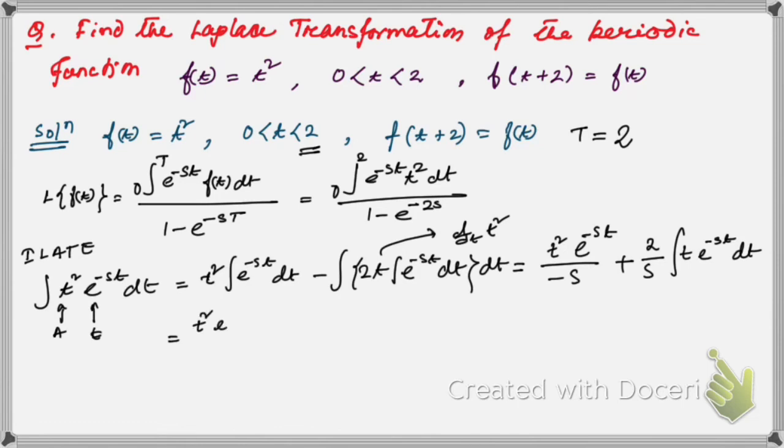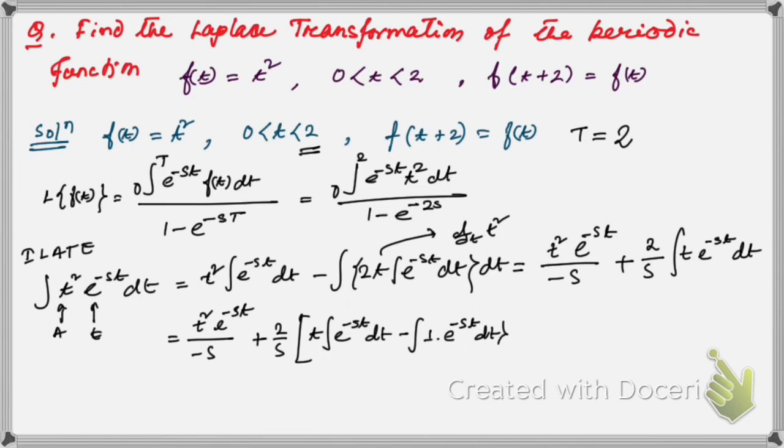So now t square into e to the power minus st by minus s plus 2 by s integration. Then again here you should take t as the first function, then the integration of e to the power minus st is considered the second function dt, minus again the derivative of t is 1, then into e to the power minus st dt, right? So again by integration, what we will get? After integrating all this, we have got this result. Let me write the result directly. I hope that you know the integration well.